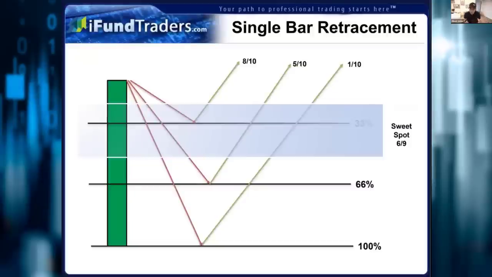And if we operate in pullbacks in this sweet spot, we're going to be sure to be coming into the right types of pullbacks. We're not saying that the 100% pullbacks can't go, but they go so infrequently, why waste your time gambling there?